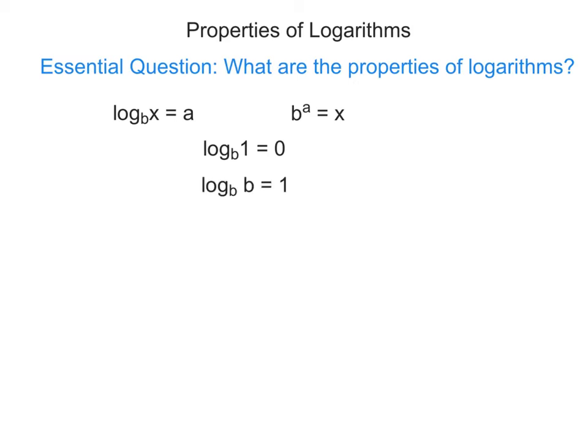The next basic property is that the log of b to the base b is equal to 1. So if you're looking for the log of a number and that number is the same as the base, your answer is always going to be 1.